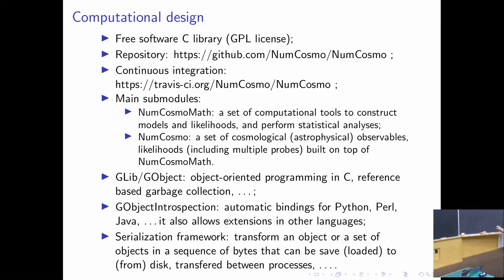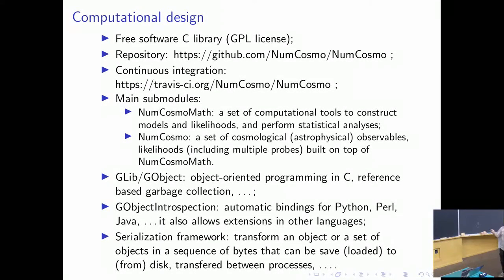Python, Perl, and a lot of other different languages. For free. So you don't need to write a single line in Python or Perl or Java to have your bindings ready from your library in C. And then an additional nice thing about this framework is that you can even write objects in Python on top of objects written in C. So you can extend the library in other languages.